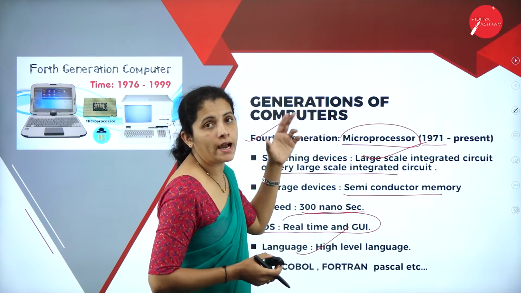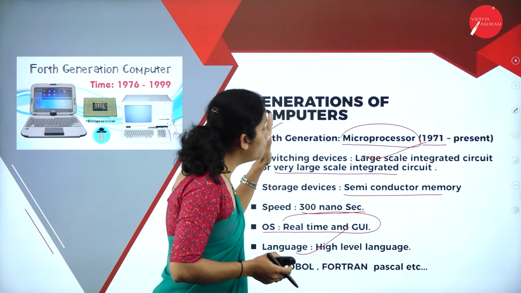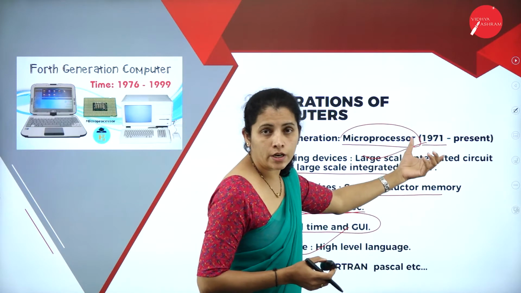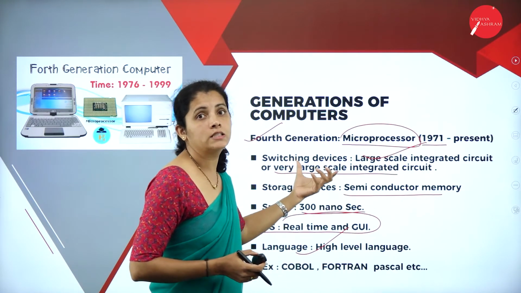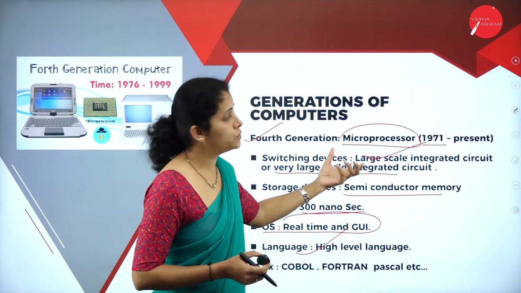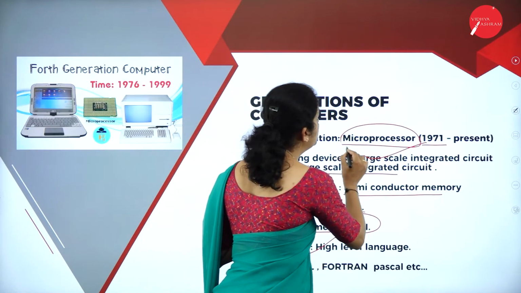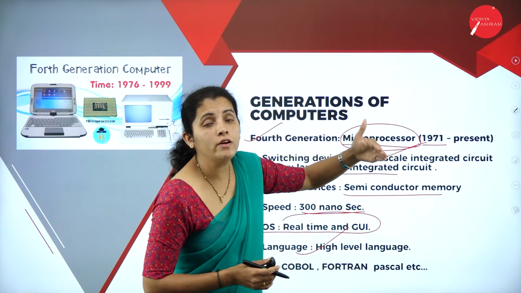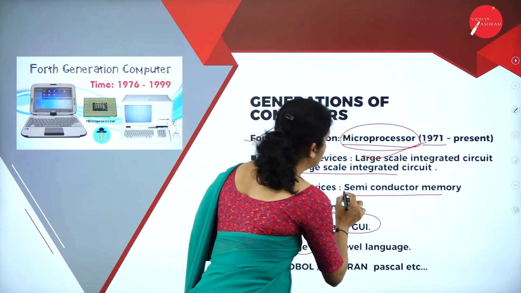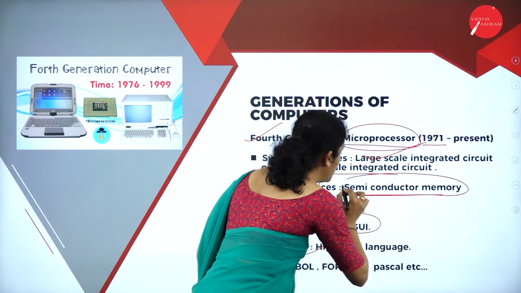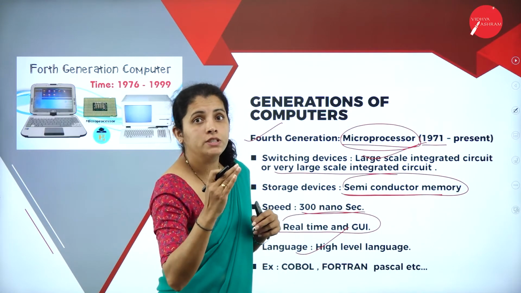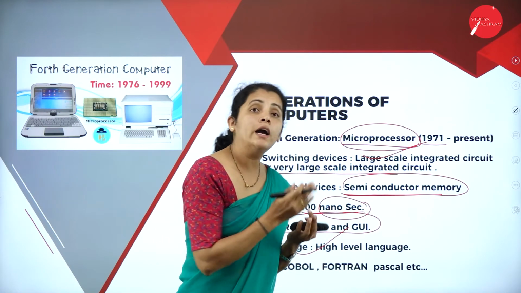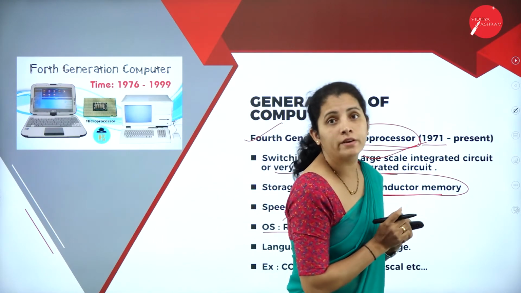Dear student, I repeat that during fourth generation they were using large scale integrated circuit or very large scale integrated circuit. The technology used here is the microprocessor. And what kind of memory they were using? That is semiconductor memory. And what is the execution speed? That is measured in terms of nanoseconds. And what kind of operating system they were using?